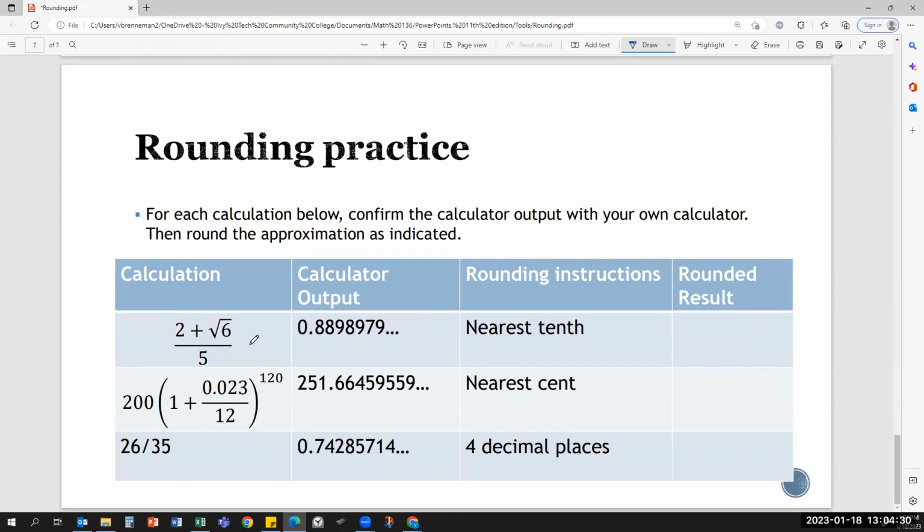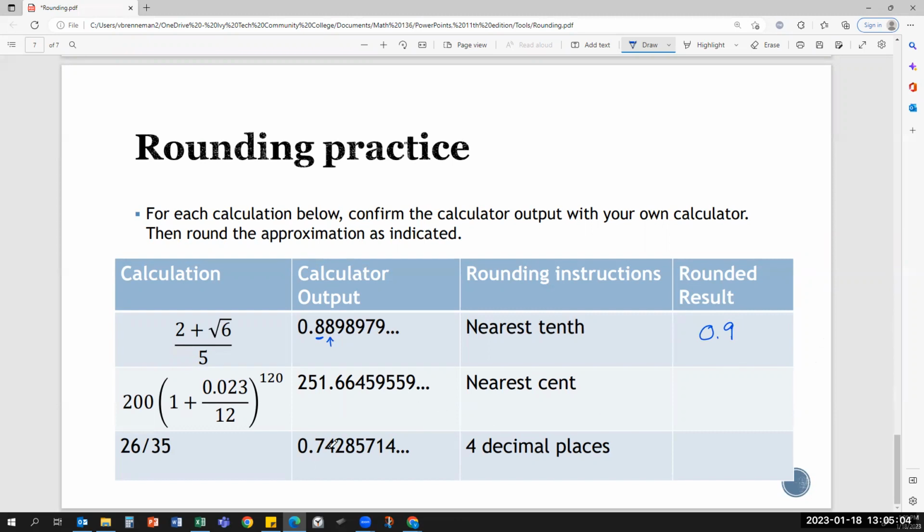We have these calculations to make sure that you can put those calculations into your calculator and get this result. But we have these calculator outputs here, and they're being rounded then. So this first one rounded to the nearest 10th. So we're keeping just that first digit after the decimal point, but I have to look at the next digit. And because it's bigger than 5, this result is actually closer to 0.9 rather than 0.8. We round up.